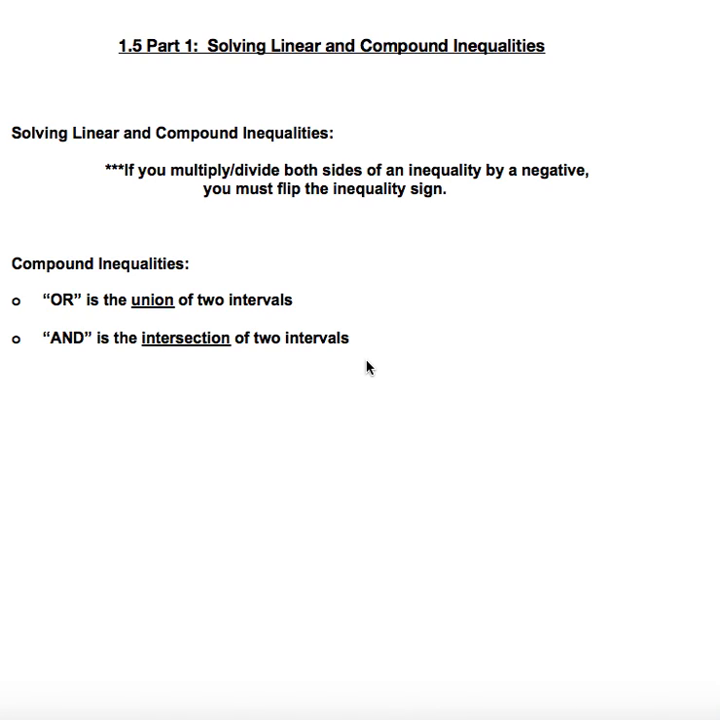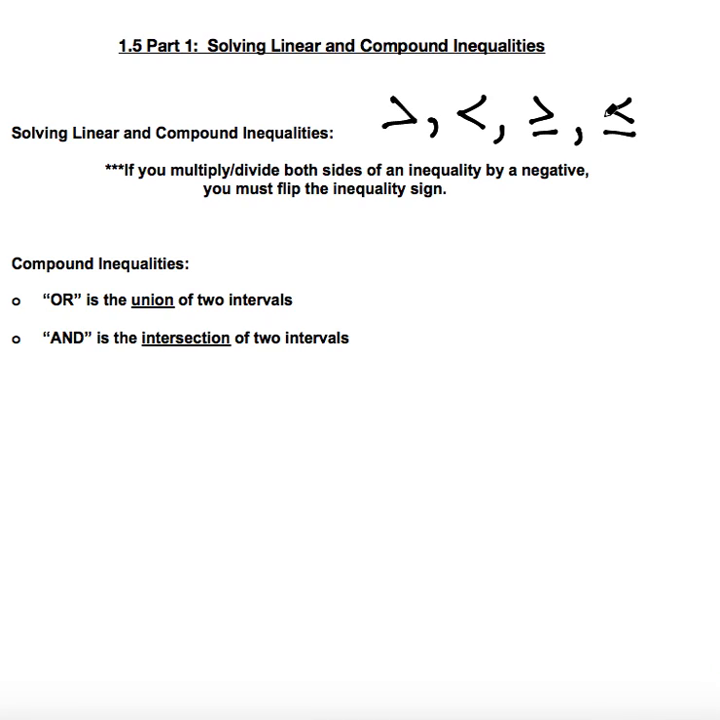The difference is, obviously, we're not going to have an equal sign. We're going to have an inequality symbol. So we could have a greater than, a less than, a greater than or equal to, or a less than or equal to. So that's what we're talking about when we have an inequality, one of those inequality symbols.